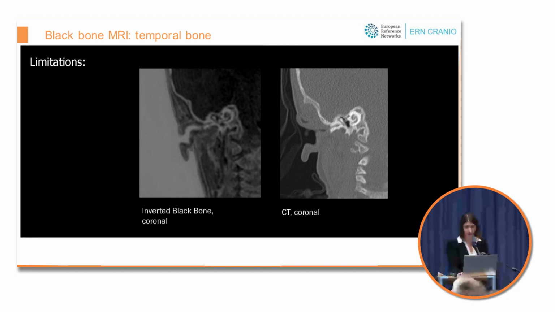And black bone also presents with limitations. The most important is the limited evaluation of the structures at the air-bone interface. In this patient with Crouzon syndrome and external auditory canal atresia, the malformation is visible on inverted black bone due to the absence of air in the external auditory canal. We see that the bony canal is extremely narrowed and filled with soft tissue. The finding is confirmed on CT, while the concomitant dysmorphic ossicular chain was not visible on inverted black bone.